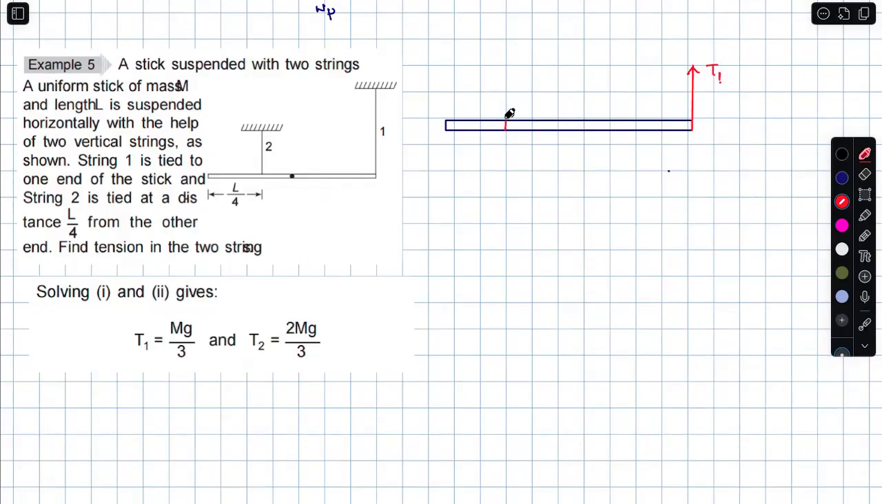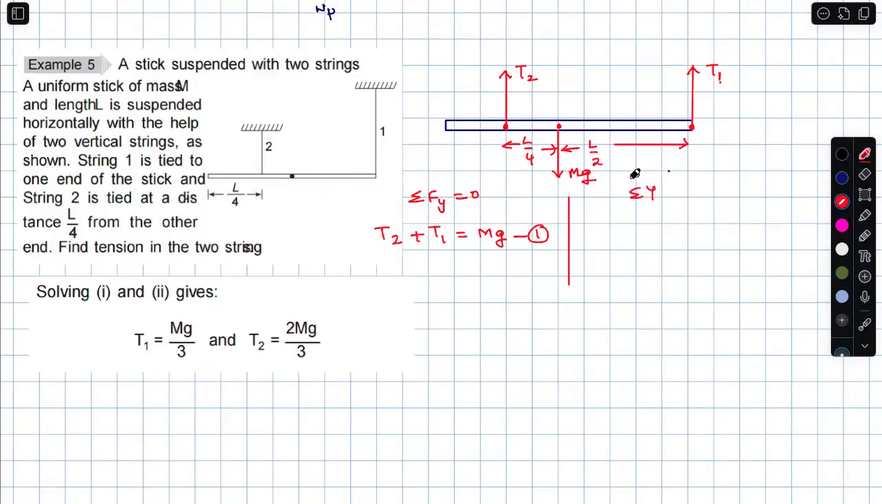This is T1. This is T2. And that is mg. Right. Remember, this is L by 4. This is also L by 4. And this is L by 2. You said that's an equilibrium. So sigma F is 0 means T2 plus T1 is equal to mg. Equation 1. Right. It's an equilibrium.